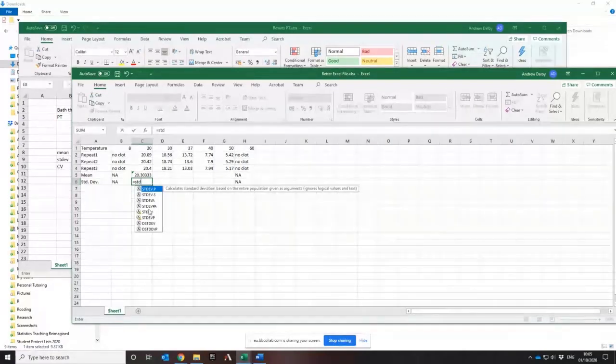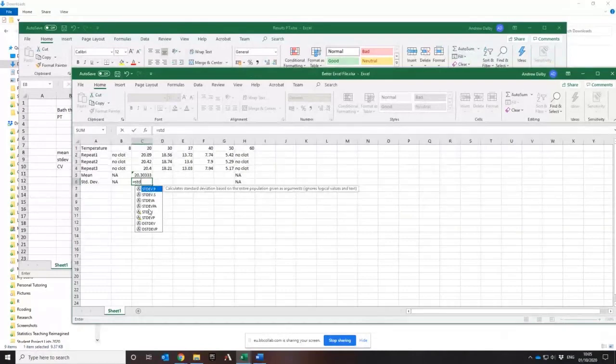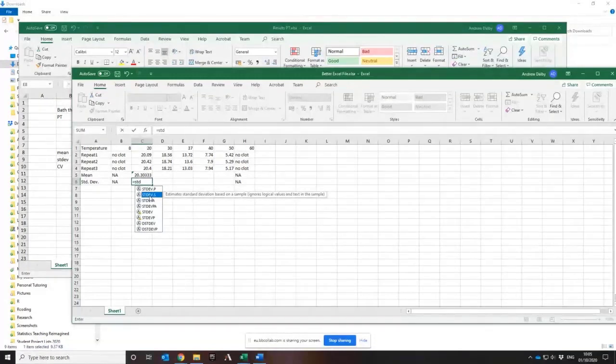Now, to know which one you need to use and which one you need to calculate, you need to understand that STDEV.P stands for the population standard deviation and STDEV.S stands for the sample standard deviation. And that when you collect any data set, it's a sample, not the population. Therefore, you always want to use STDEV.S.